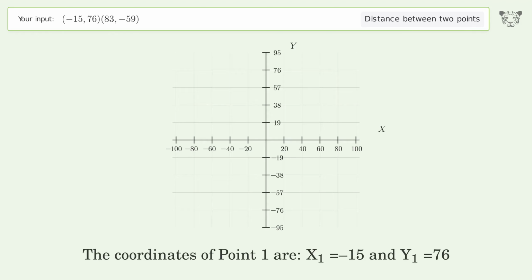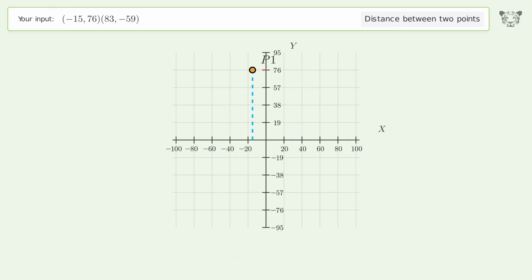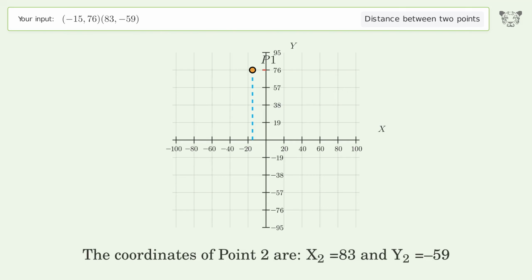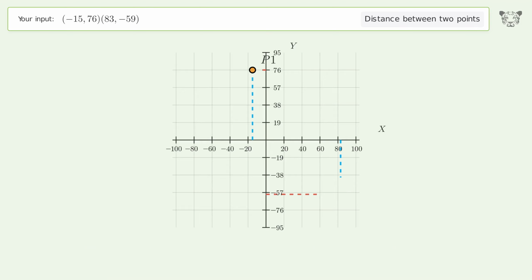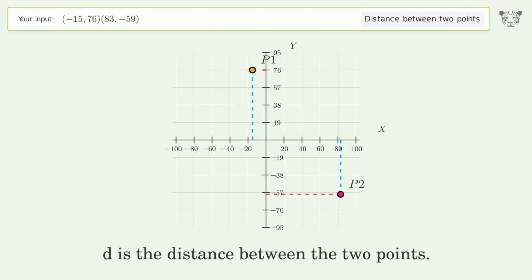The coordinates of point 1 are x1 equals -15 and y1 equals 76. The coordinates of point 2 are x2 equals 83 and y2 equals -59. D is the distance between the 2 points.